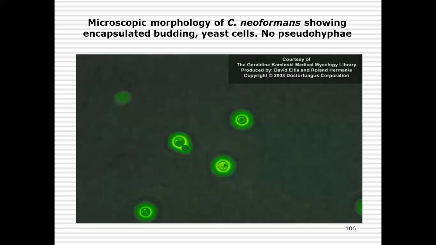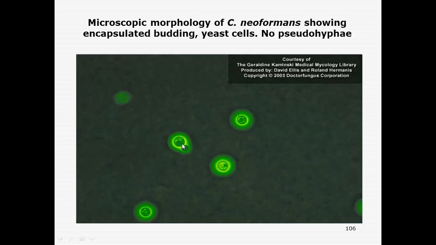Here you can see the microscopic morphology of the neoformans, and we see the encapsulated budding yeast. This is the capsule over here, and we have the encapsulated budding yeast. Now here you see, the budding is from a narrow base. The budding base is narrow.